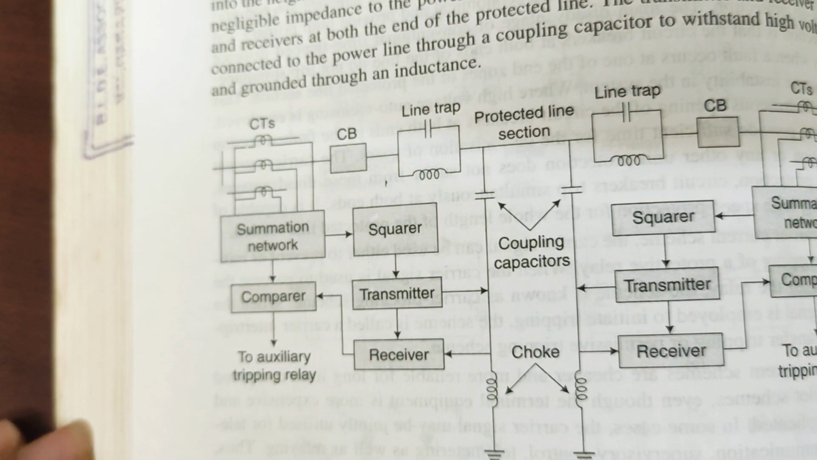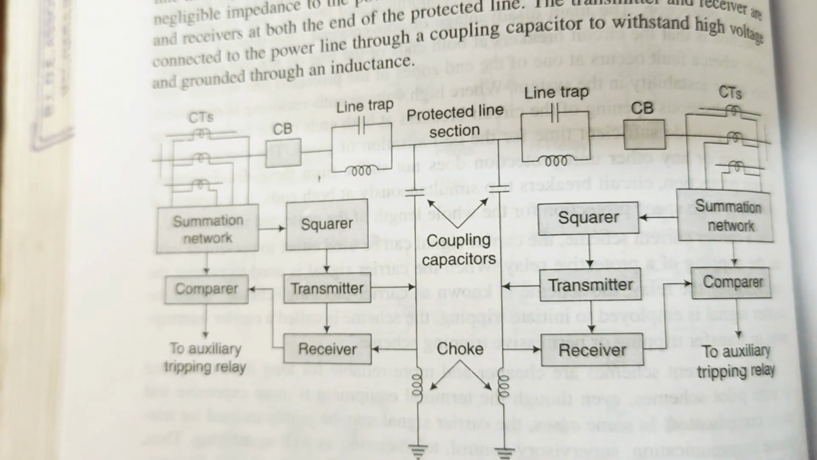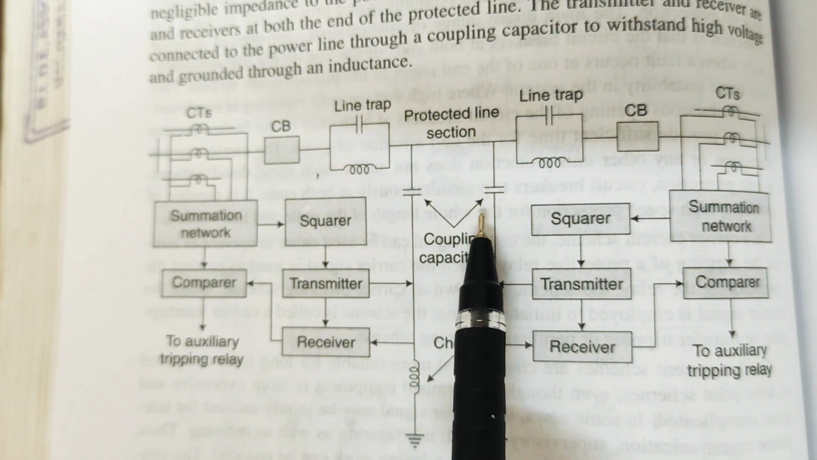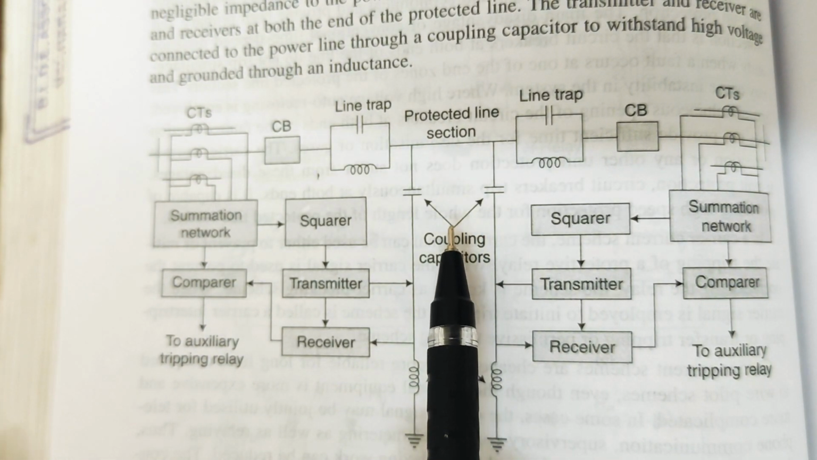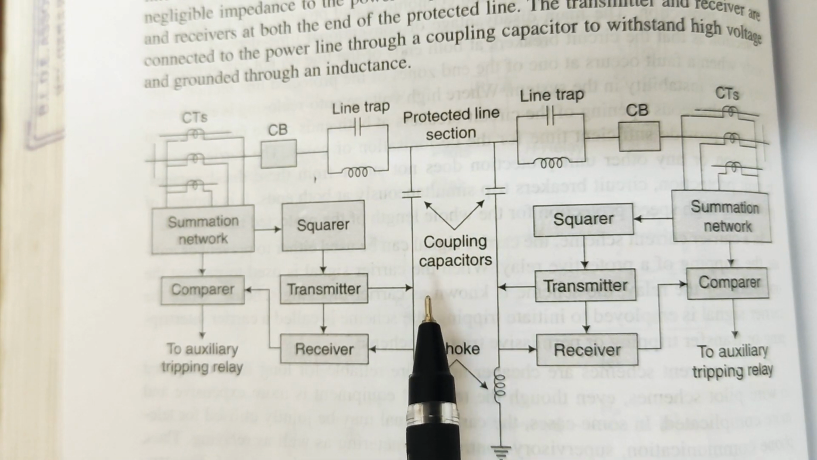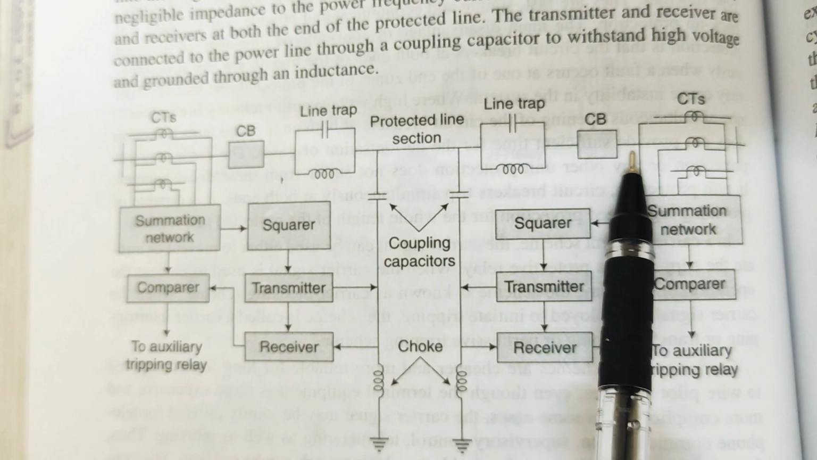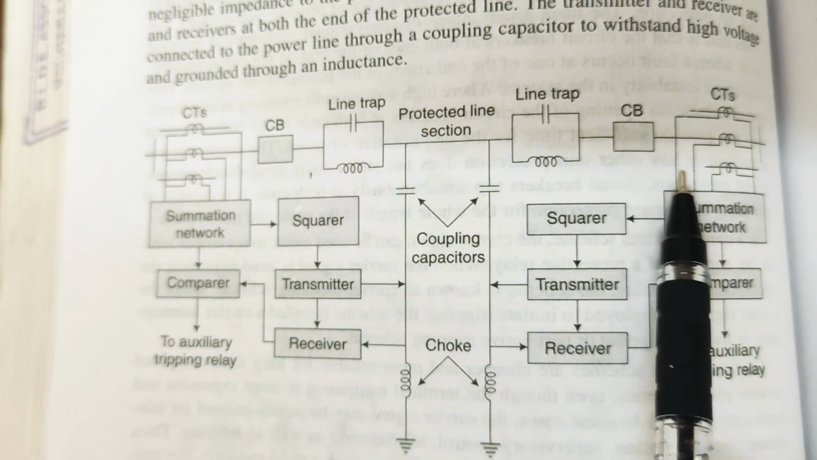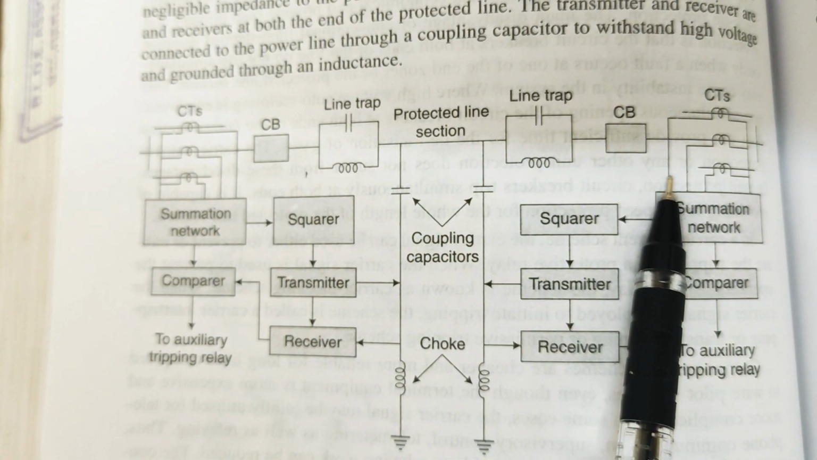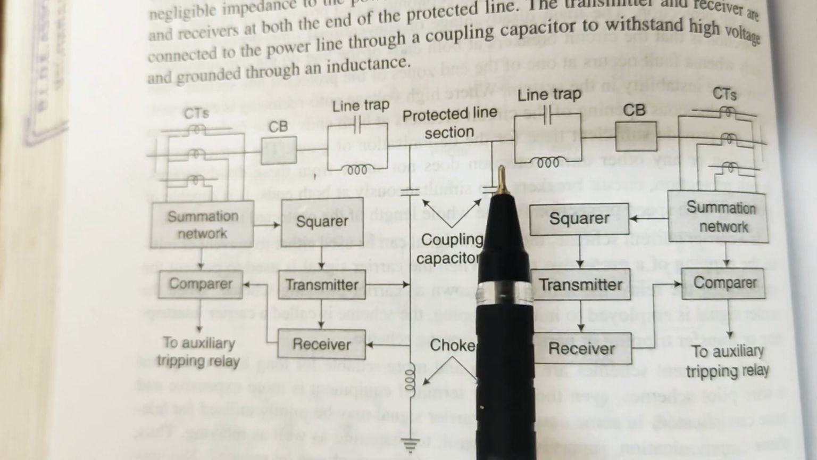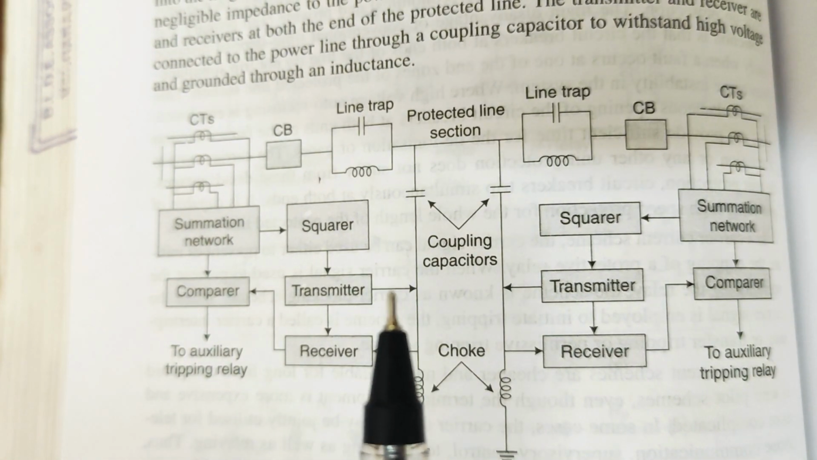In the phase comparison technique, we are going to use this schematic diagram. It shows how to measure the phase angle difference between the entering current and the leaving current. So you have to measure the entering current angle and the leaving current angle, and by using that difference, we are going to do the protection here.